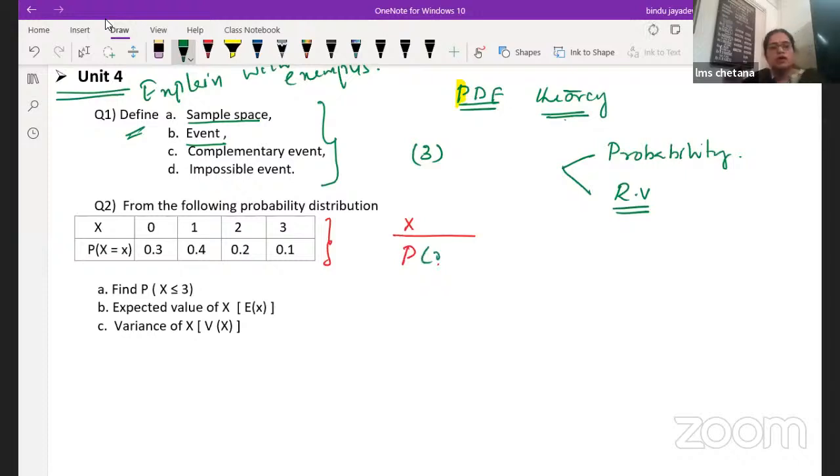Probability of. Therefore, the information is in the question, like the X values. X is a random variable. It can be 0, 1, 2, 3. It can be minus 1, 2, 3, whatever it is. And P of X gives the probability values: 0.3, 0.4, 0.2, 0.1. Now, what are the questions?